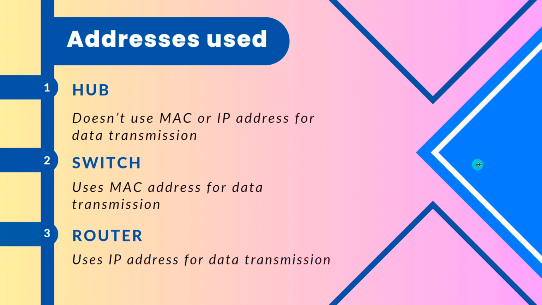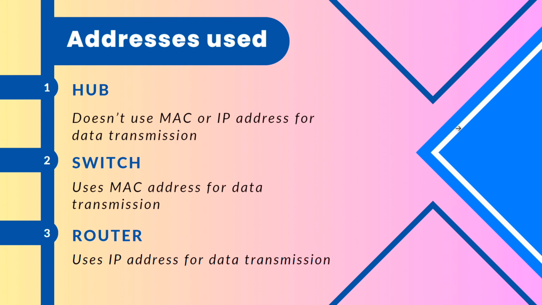Next, we will differentiate them on the basis of addresses used. The hub does not use any IP or MAC address for data transmission. So hubs do not use any specific network addresses like MAC, media access control addresses, or IP, Internet Protocol addresses. Unlike switches and routers, which operate at higher layers and make forwarding decisions based on MAC or IP addresses, hubs are much simpler devices.